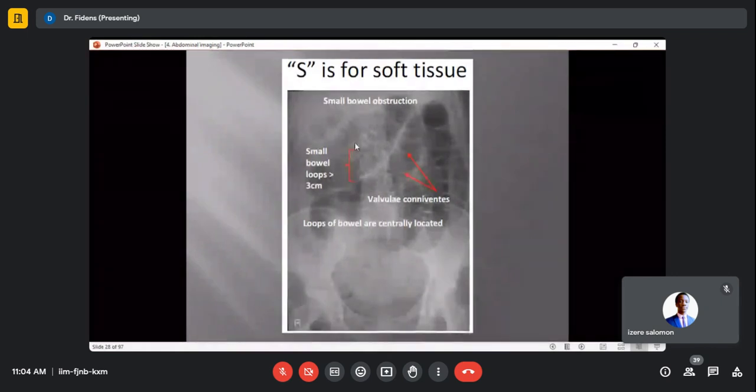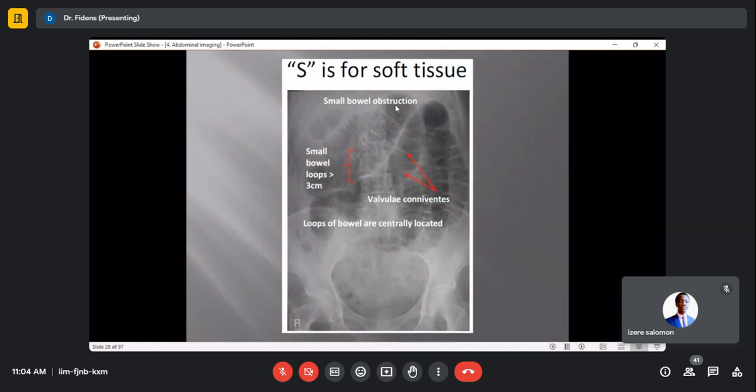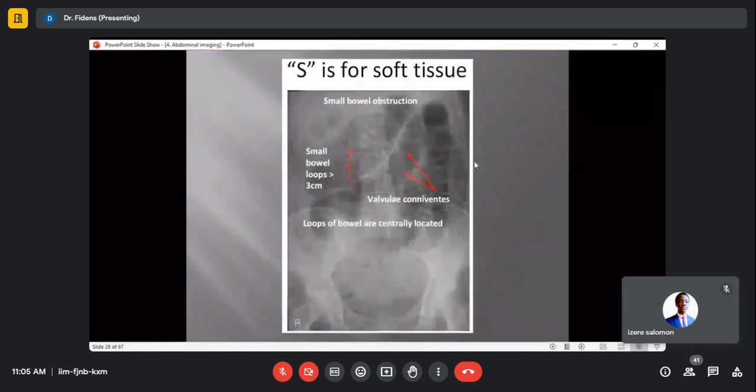Like for these ones, even if the small bowel are dilated, if you are able to measure them, they will be more than 3 centimeters for sure. But also they are centrally located. When you say central, it doesn't mean something that cannot reach the periphery. But like in these dilated bowels, if I want to locate them, I will say they are centrally located. Remember, even if they can reach the periphery, most of them are in the center of the abdomen.